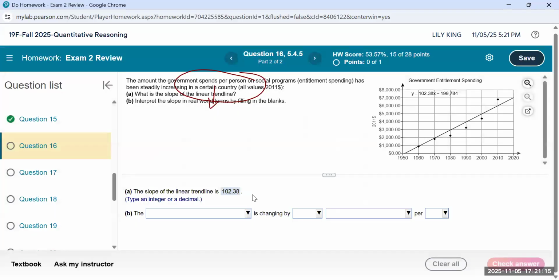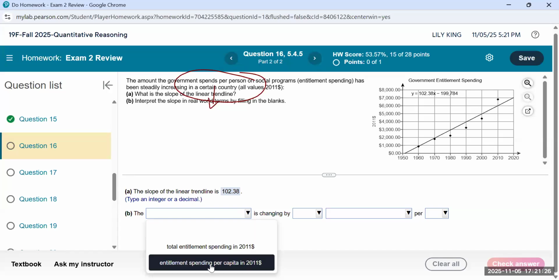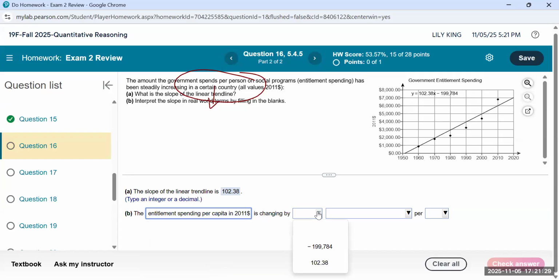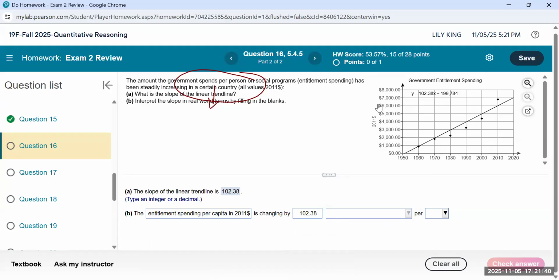And what does that mean in context? All right, here we are looking at the amount the government spent per capita on social programs. So the entitlement spending per capita is changing by 102.38, which is the slope value. And with the unit or the labels, we are looking at how y is changing with respect to x. So y label is $2011, and your x label is what? The years. So this is $2011 per year.